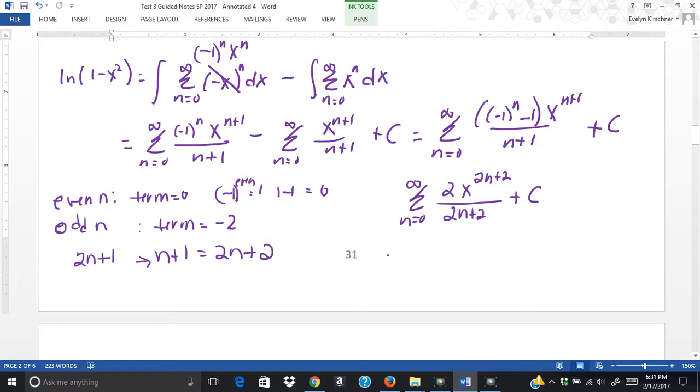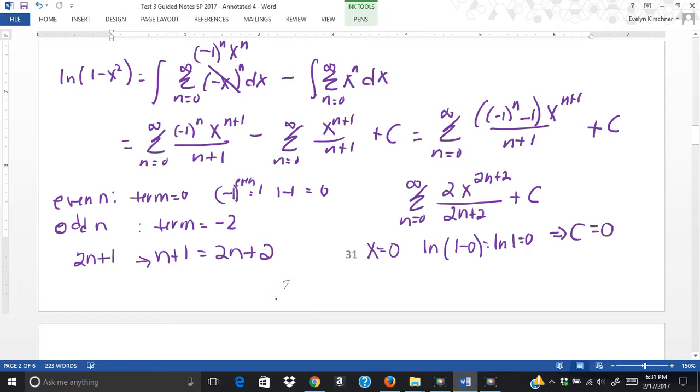So I need to find c. What is c? Well, I'm going to look at 0. When x is 0, then everything equals 0. And I know that the natural log of 1 minus 0 is a natural log of 1, which is 0. So that tells me that c is 0.